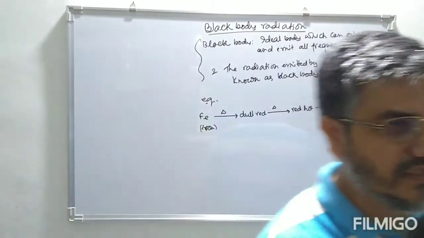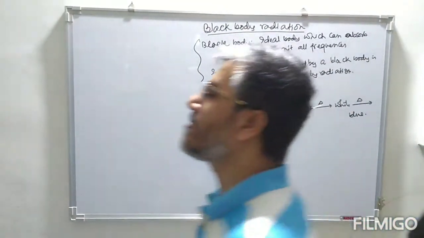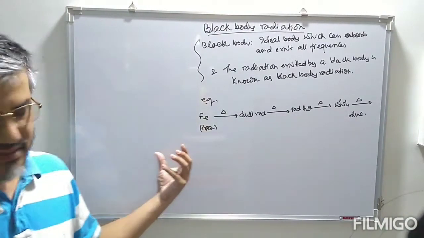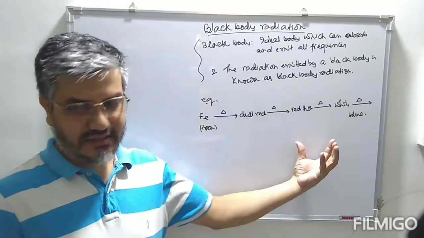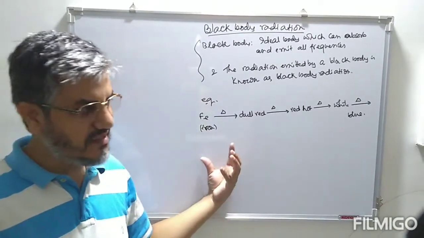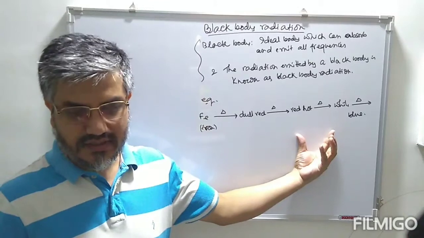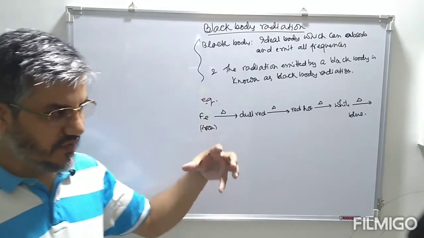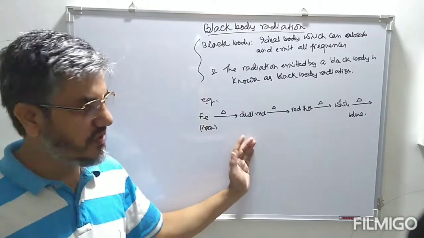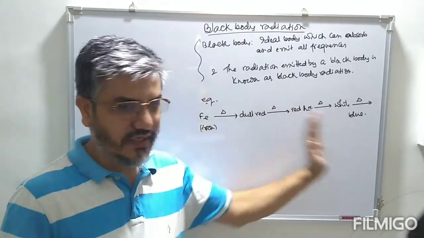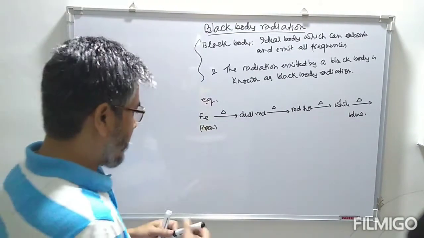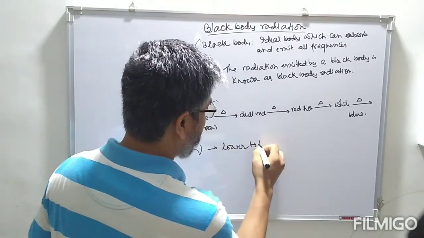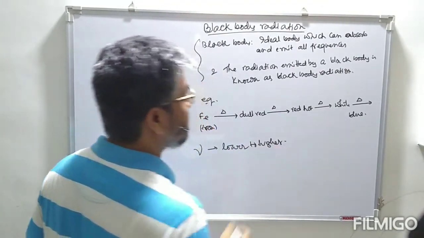As the frequency increases, energy also increases. That means when we heat a particular substance, as the temperature increases, the frequency of the radiation emitted increases, or the frequency of emitted radiation is moving from lower frequency to higher frequency. So in terms of frequency, this is moving from lower to higher.